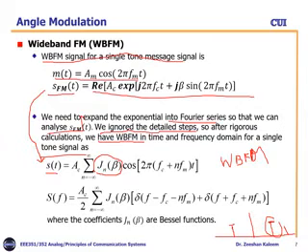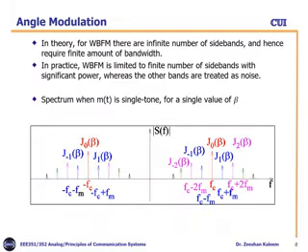So this is the time domain. In frequency domain, Ac by 2 summation n equals minus infinity to infinity of this Jn(beta). And in frequency domain, when we expand it, it becomes a delta function, impulse function. So f minus fc minus n fm, f plus fc plus n fm, right? Where the coefficients Jn(beta) are Bessel functions.